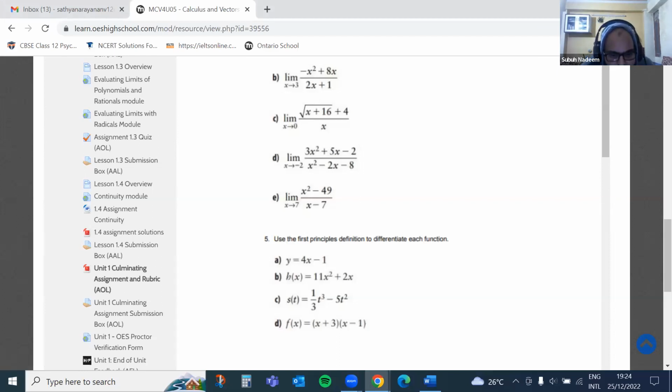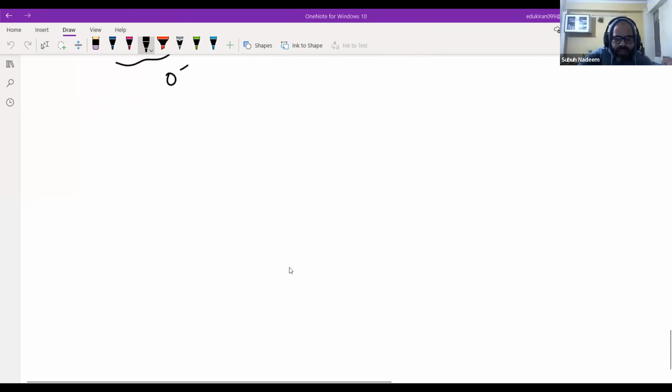Use the first principle definition to differentiate. Okay, so let me take the pick and I will explain it to you. The first principle was, as you remember, that one statement was there. They didn't give any example to show it, but they have given the question here.